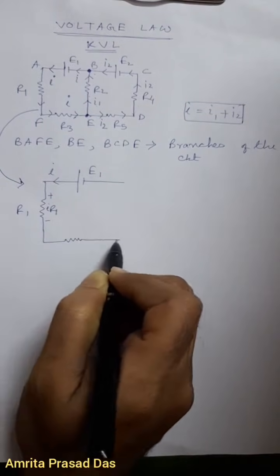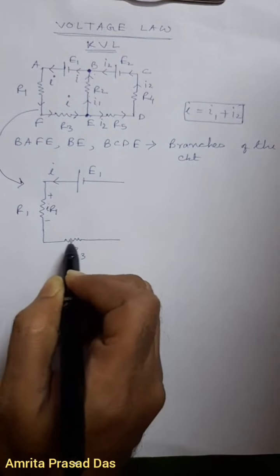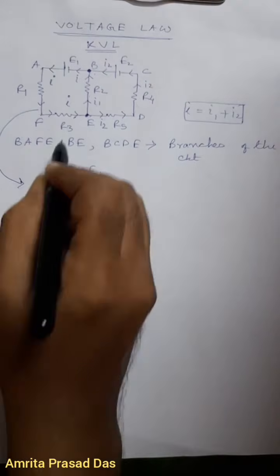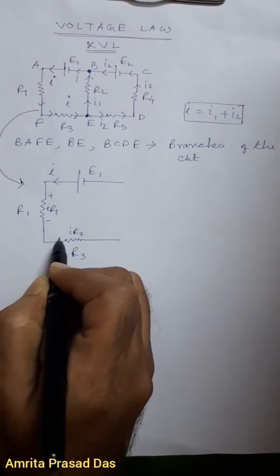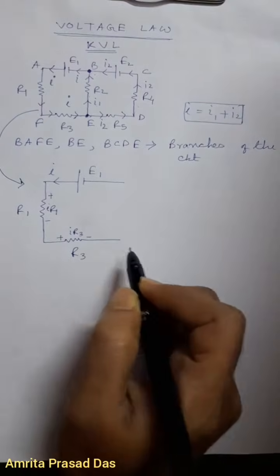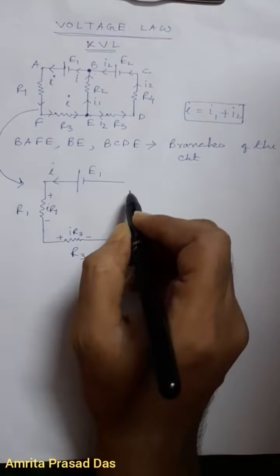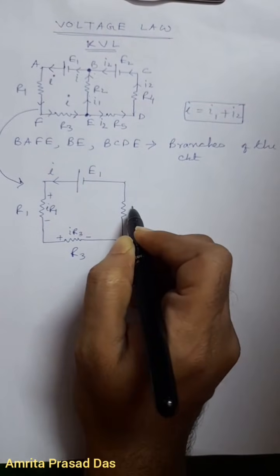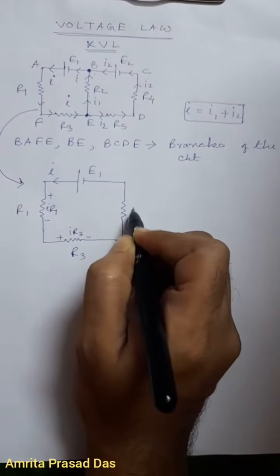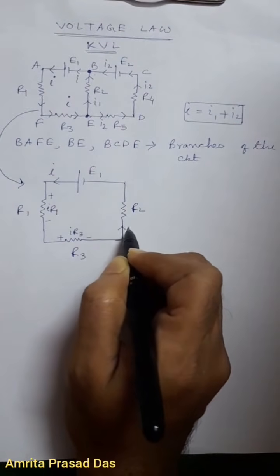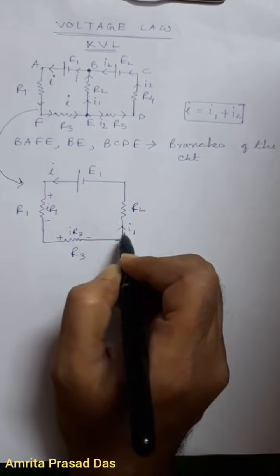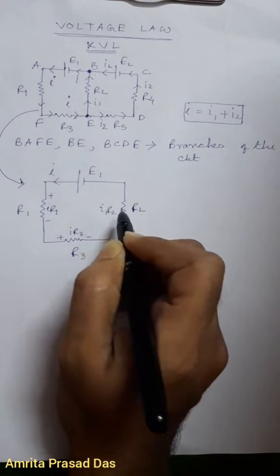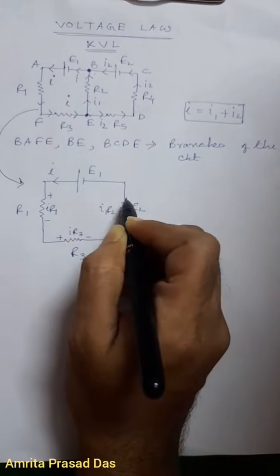There is another resistance R3, and the potential difference across it is I R3. Current is flowing from this point to this point, so this is the high potential point and this is the low potential point of this resistance. And another resistance R2, and I1 current is flowing through it. Therefore the potential difference across this resistance is I1 R2, and this is the high potential point, this is the low potential point.